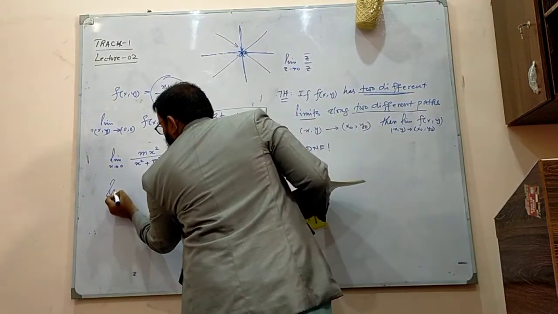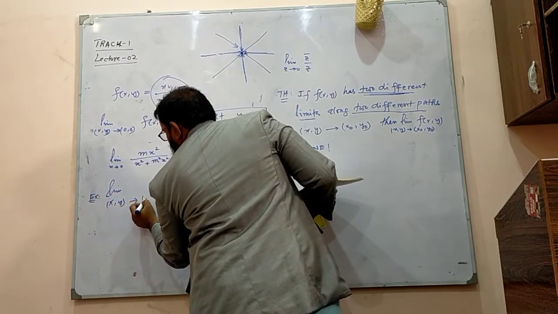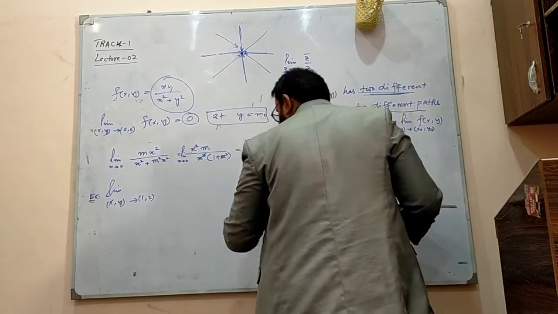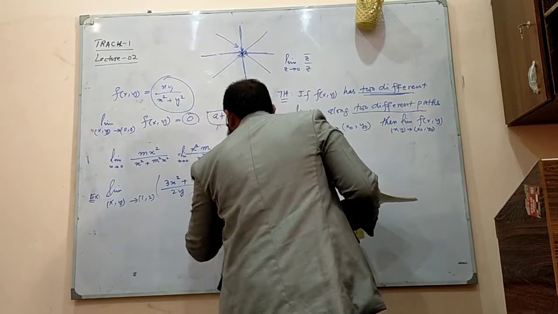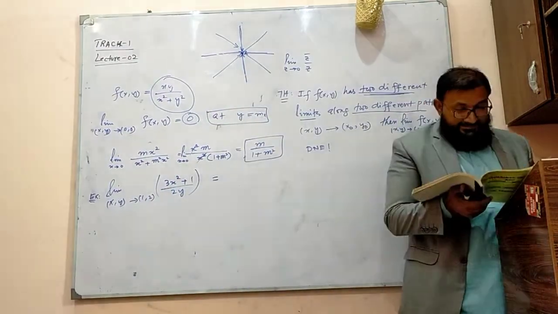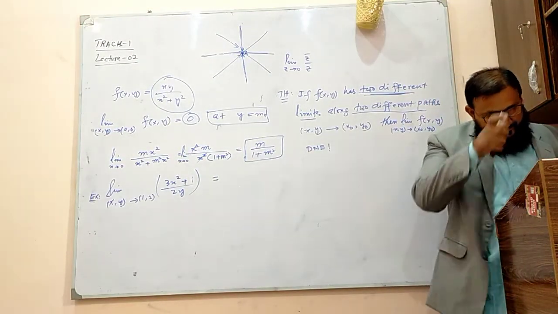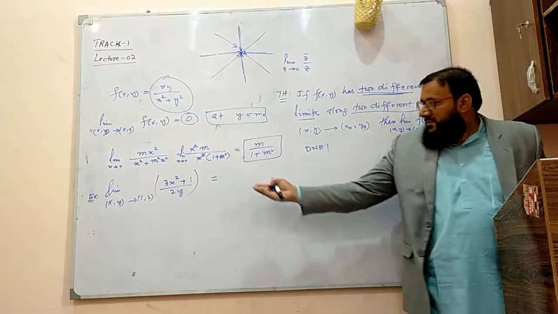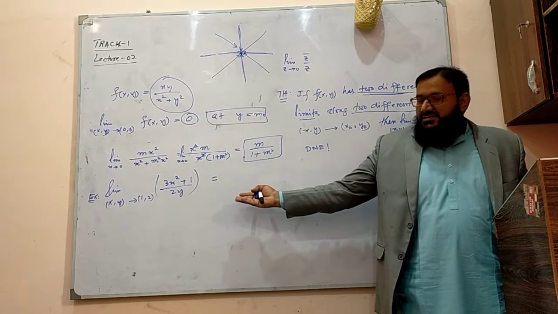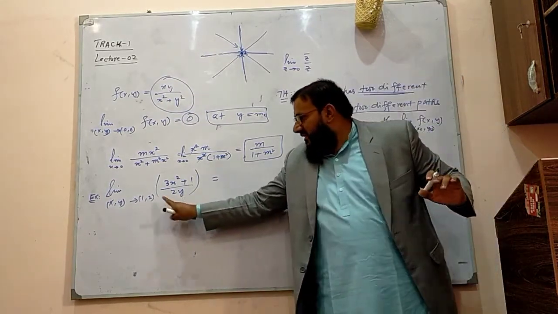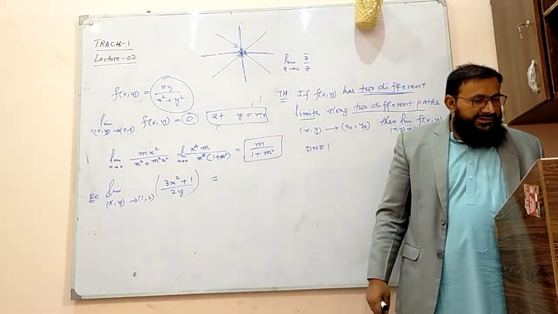Okay, an example: limit as x, y tends to 1, 2 of 3x square plus 1 divided by 2y. This is your function. How do you find this limit? This is generally defined. You may put the value directly, because in the denominator you have y, and what is the value of y? 2. So directly you can put the value.